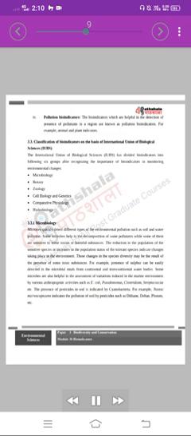Paper 3 Biodiversity and Conservation. IV. Pollution bioindicators. The bioindicators which are helpful in the detection of presence of pollutants in a region are known as pollution bioindicators. For example, animal and plant indicators.